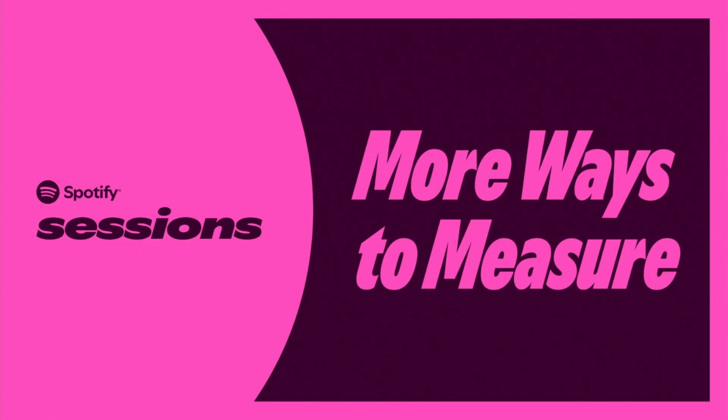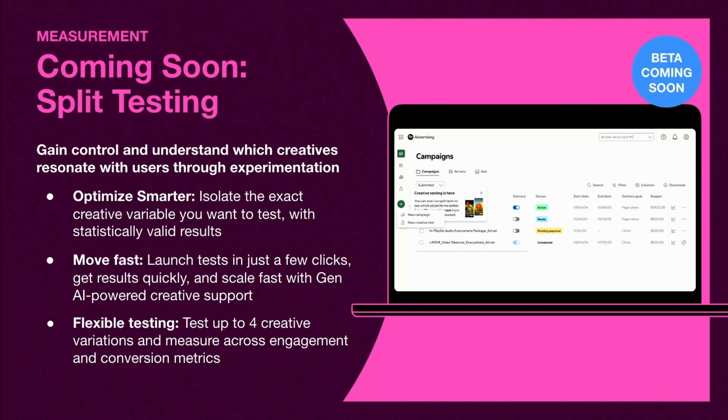Today, often our advertisers are rotating creative manually. They're looking at performance of ad sets after the fact. But we're going to be launching split testing soon, which is really going to flip this on its head, making it easier to test and learn alongside Spotify. So with split testing, you'll be able to launch tests in just a few clicks, and you'll be able to see real results that you can trust.